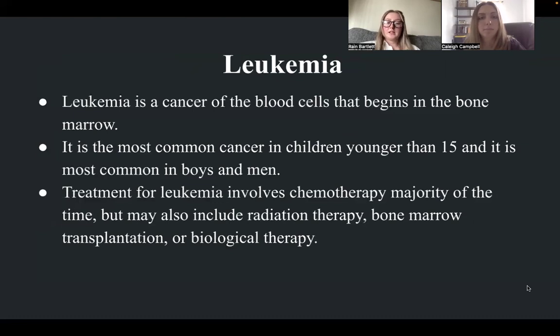Leukemia. Leukemia is a cancer of the blood cells that begin in the bone marrow. It is the most common cancer in children younger than 15. It is most common in boys and men. Treatment for leukemia involves chemotherapy the majority of the time, but may also include radiation therapy, bone marrow transplantation, or biological therapy. It's important that we connect with the physician and just know what is going on throughout the individual's treatment.